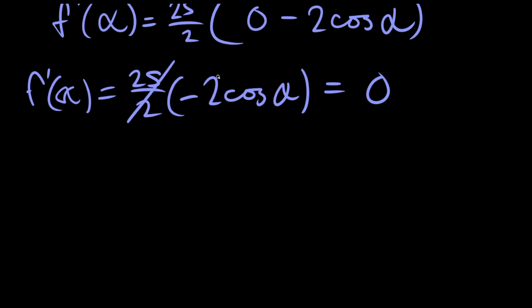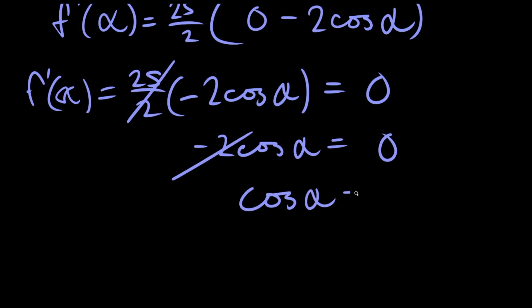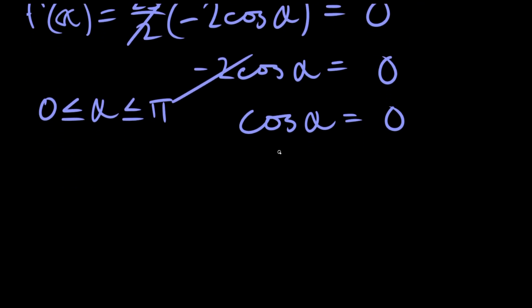So let's divide both sides by this fraction. We have negative 2 cosine alpha is equal to 0. We can divide both sides by negative 2. So we're going to get cosine alpha is equal to 0. Remember, alpha is within the range 0 less than or equal to alpha less than or equal to pi. So we're going to need to use the unit circle and find the values where cosine of alpha is equal to 0.